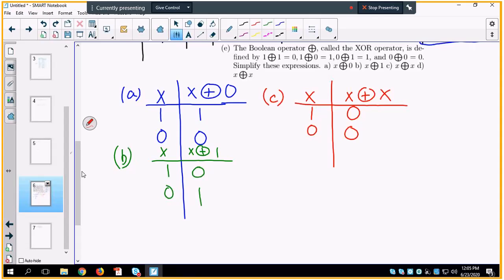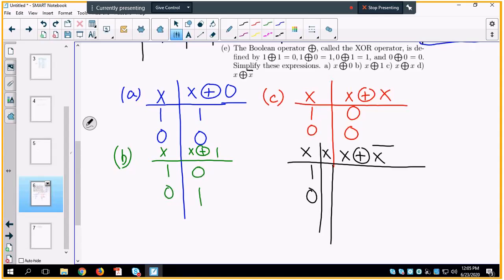And the final one is, that should be x XOR x bar. It's a typo. So x XOR x bar is what we're trying to find out. So we'll do it. Write x and x XOR x bar. And then put 1 and 0 for x. Now, if x is 1 and you want to write down the complement of that, you should get x bar as 0. And if x is 0, then x bar is 1. So 1 XOR 0 is 1. 0 XOR 1 is 1. So the truth table is only 1s. And that answers our question.